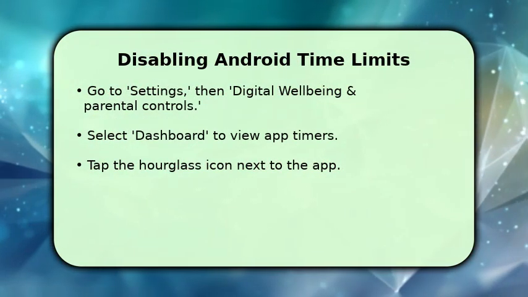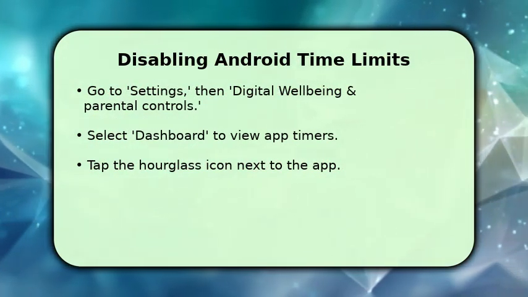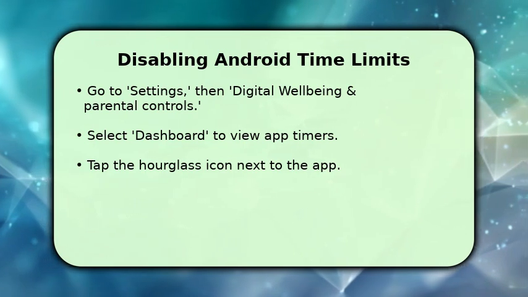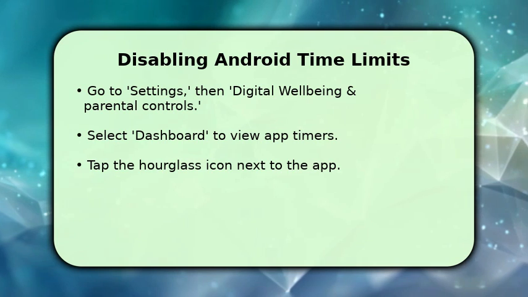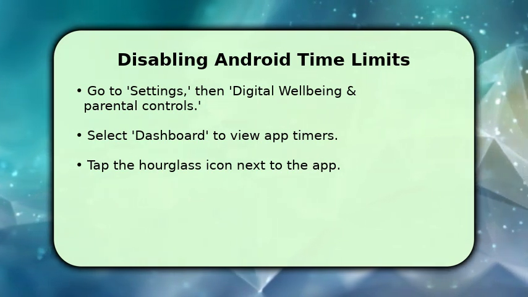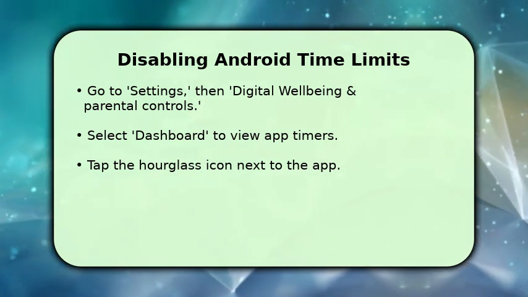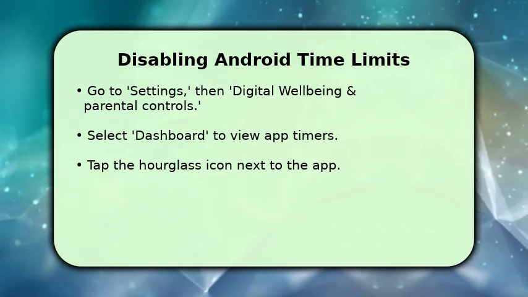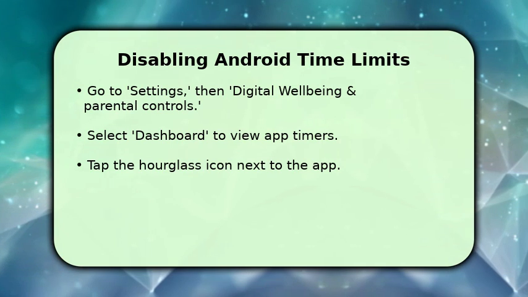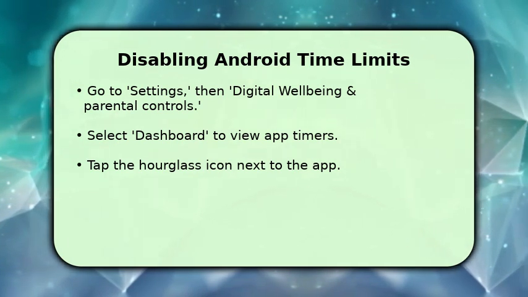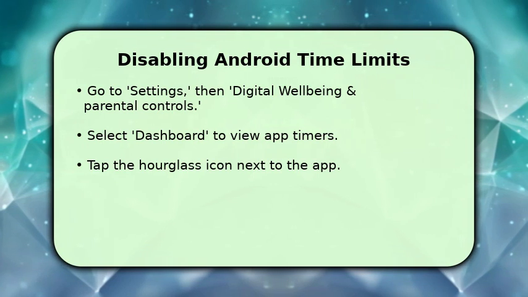On Android phones, the process starts in Settings, then Digital Wellbeing and Parental Controls. Within this section, look for the dashboard to see your app timers. Each app with a limit will have a small hourglass icon next to it. Tap this icon, and you'll be given the option to delete timer. This action will instantly remove the time restriction for that particular application, giving you unlimited access.